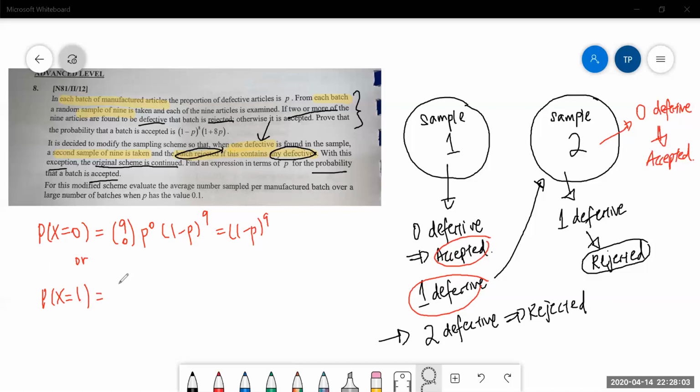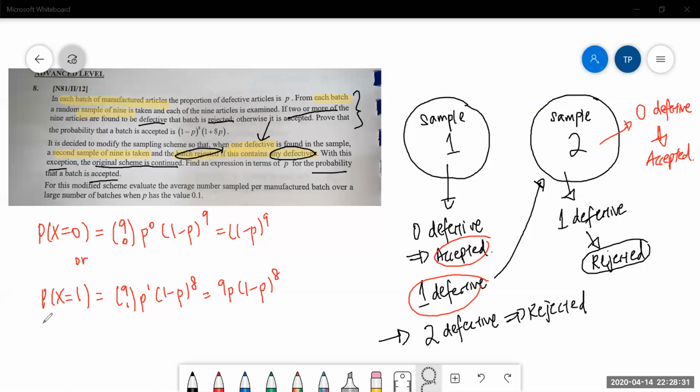Which is 9 choose 1, p to the power of 1, 1 minus p to the power of 8. You're listening, right? Just want to make sure. Which will give you 9p, 1 minus p to the power of 8. This is for sample 1. So you have to make sure that the sample 2 is 0.